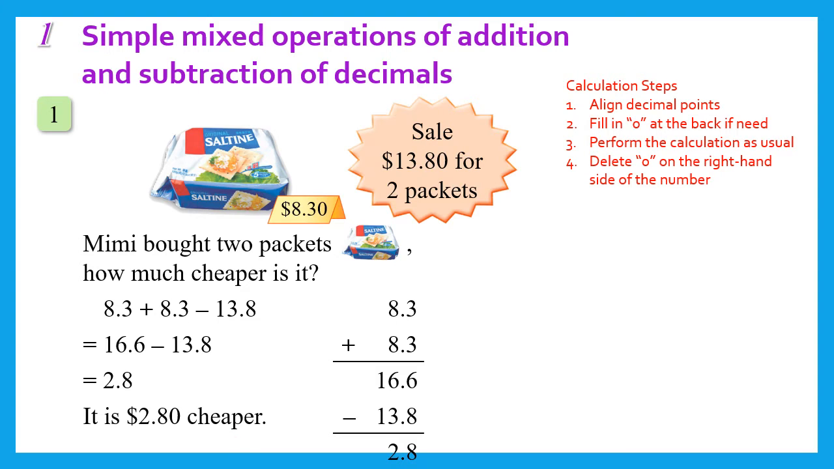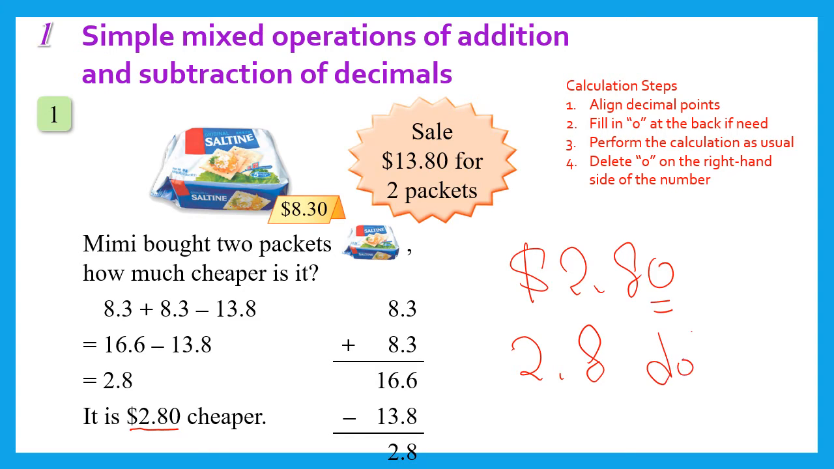So some of you may not write down the dollar sign here. For this one, if you write down the dollar sign, you must include the zero at the back. You must go to the hundredths place. If you write it like this, with no zero, you can use the unit dollar. So you either write down dollar sign 2.80 or $2.8.